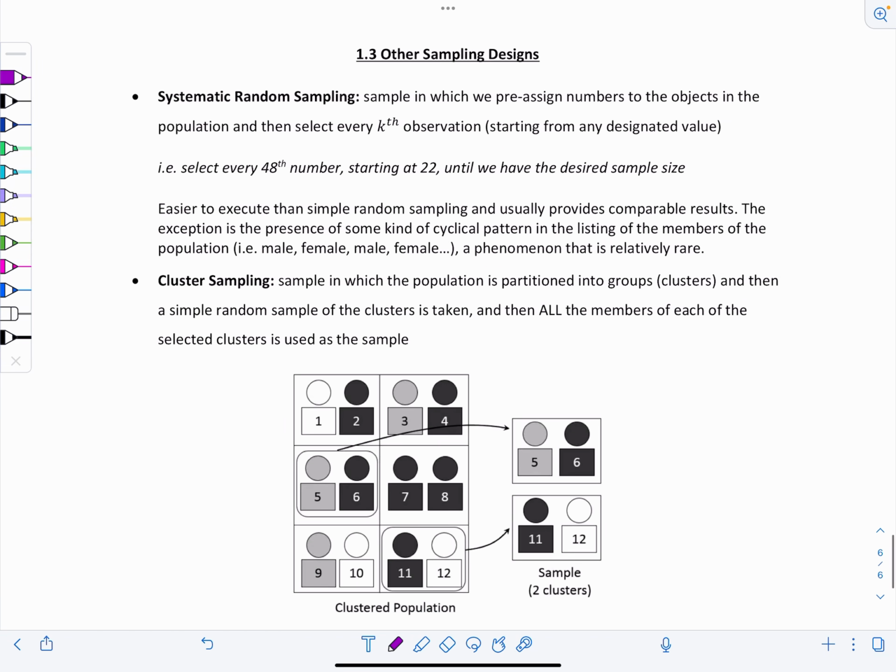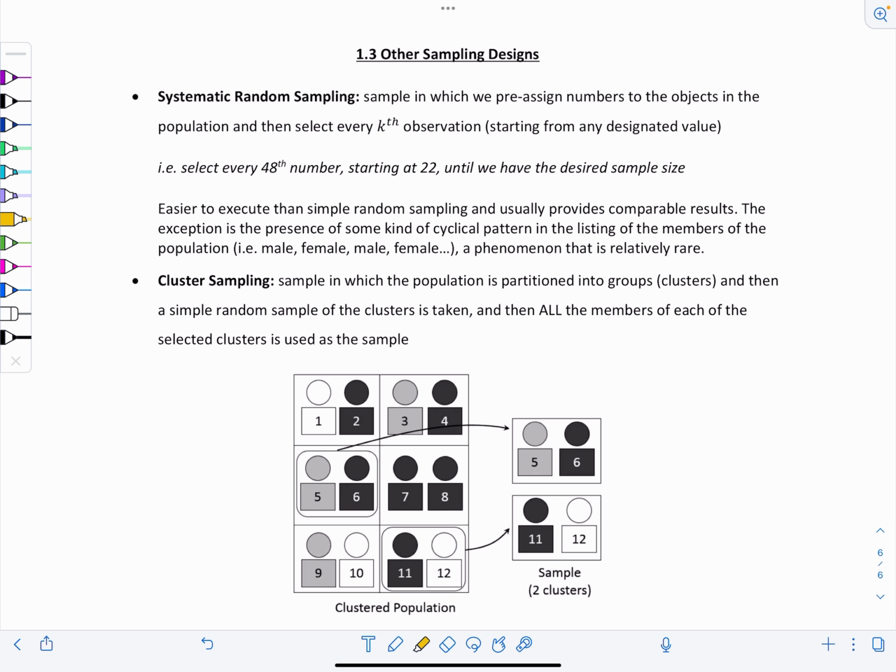Moving on now to 1.3. As I mentioned, collecting a simple random sample isn't always so simple. So we have some other sampling designs that we often utilize, and we're just going to study a couple of them. The first one is systematic random sampling.